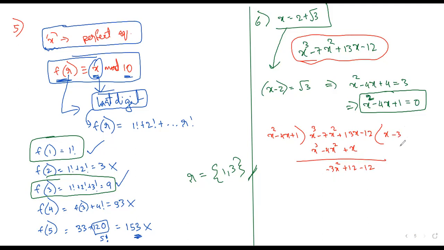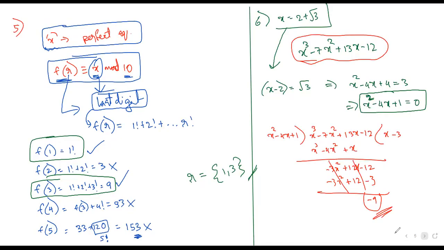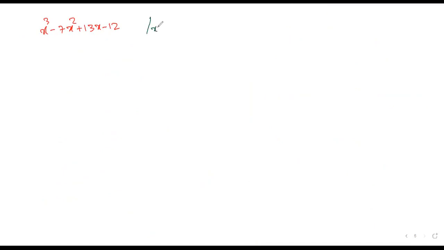So x cubed minus 4x squared plus x, subtract, gives minus 3x squared plus 12x minus 12, and then the remainder becomes minus 9. That's important. What does that mean? That means the answer is actually minus 9. Now, some of you might be wondering what just happened. The technique being used is the remainder theorem. I divided this with the expression x squared minus 4x plus 1, and I got the quotient as x minus 3 and the remainder as minus 9.